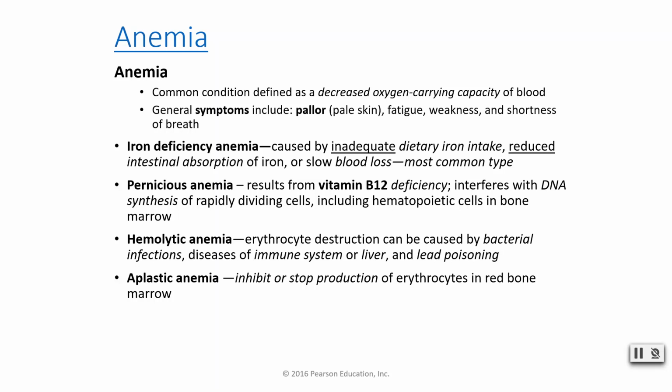Now, aplastic anemia, we are inhibiting or completely stopping production of erythrocytes in red bone marrow. If you are unable to continue to produce erythrocytes, and you already know that erythrocytes only live for about 120 days, eventually, you would run out, and so that's not very good either.